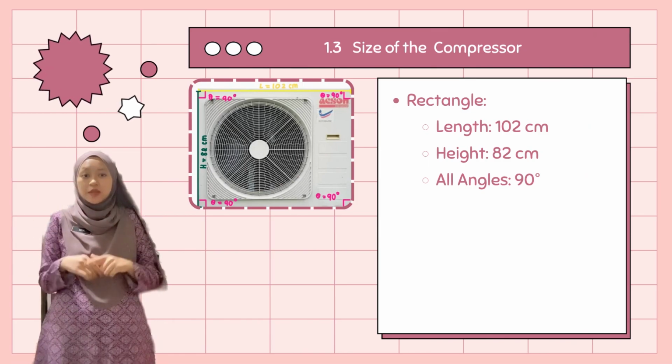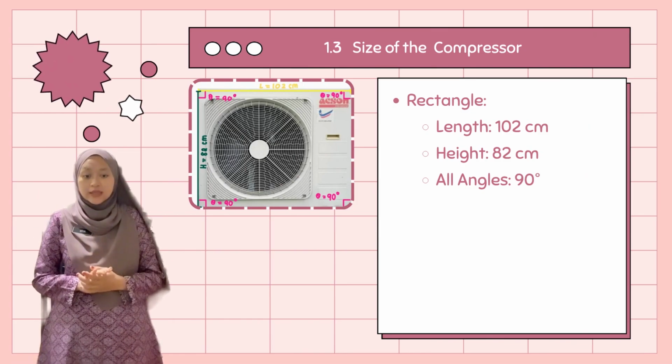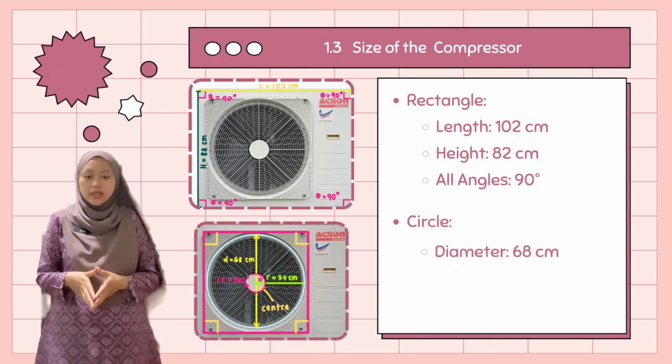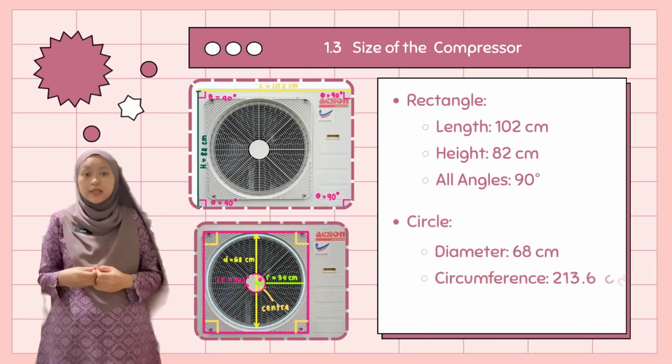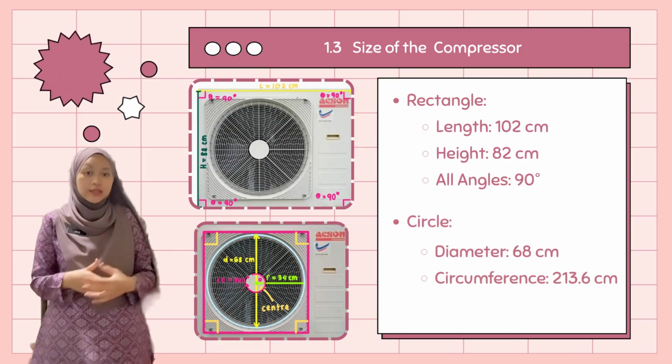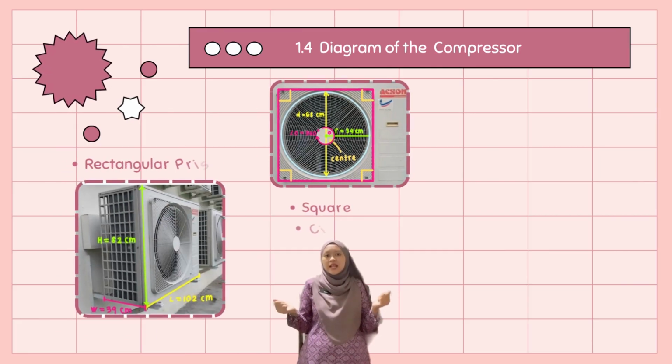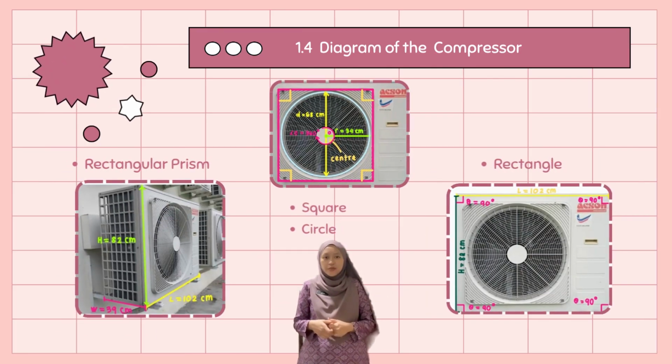In the square shapes of AINUL, there is a circle. That circle has 68 cm for the diameter and 213.6 for the circumference. Therefore, this is the diagram of the air conditioner compressor.